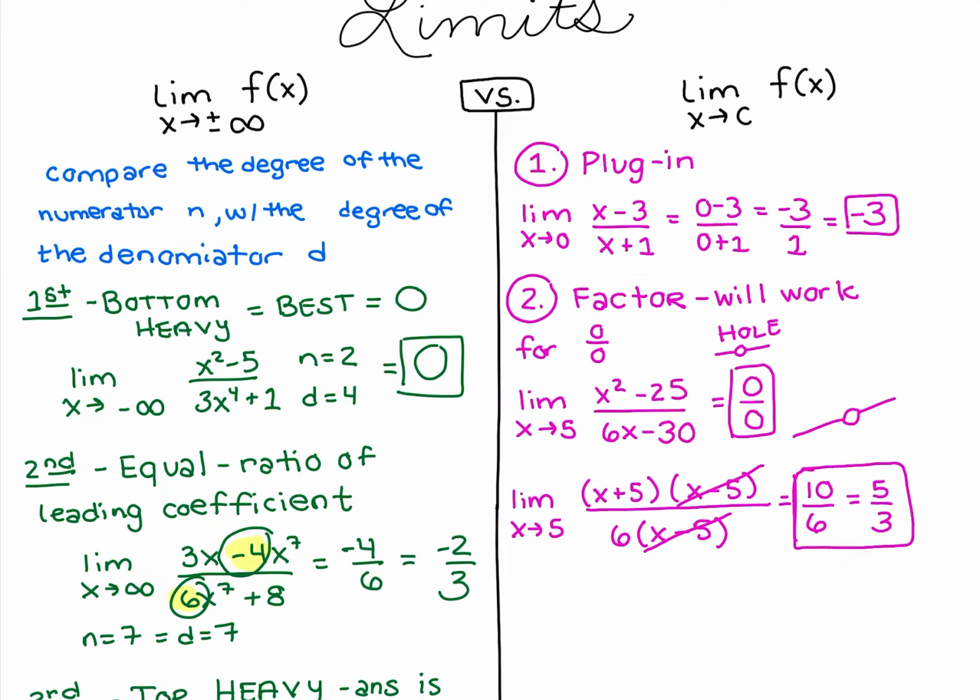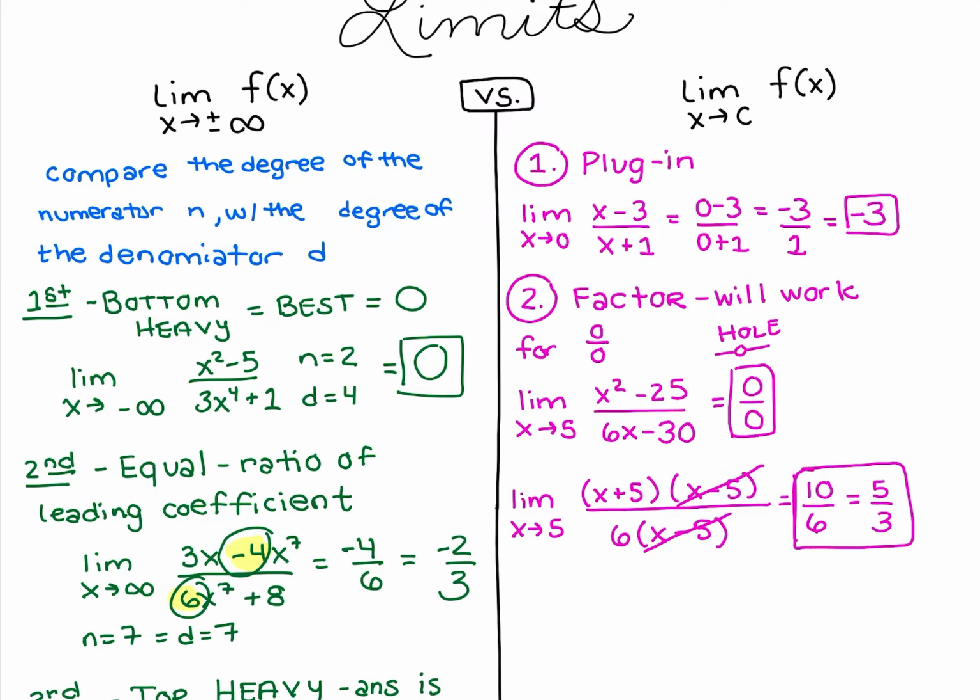We weren't allowed to plug it into the original function, so it would be a hole in the graph. It is a discontinuity, but from the left and the right of this, the graph would be approaching 5/3 or 10/6 or 1.6 repeating. So that is our second method.